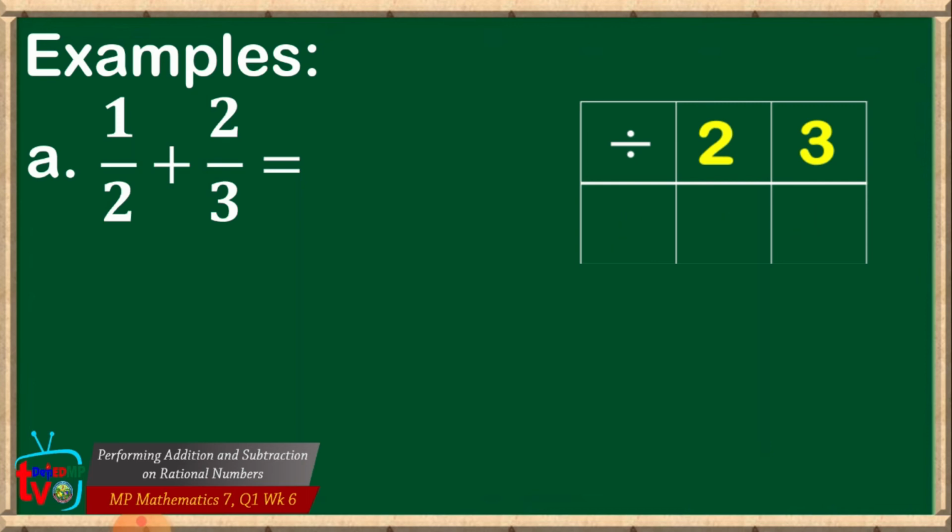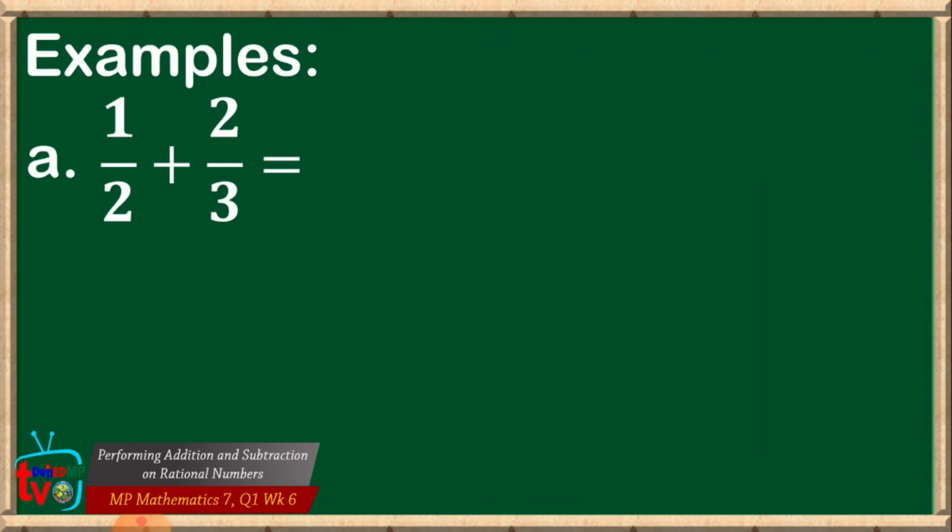Next, if our LCD is 3, is it divisible by 2? No, but it is divisible by 3. Next, how about 4? Divisible by 2? Yes, but not divisible by 3. How about 6? Yes, it is divisible by 2 and it is divisible by 3 also. This can conclude that our LCD is 6.